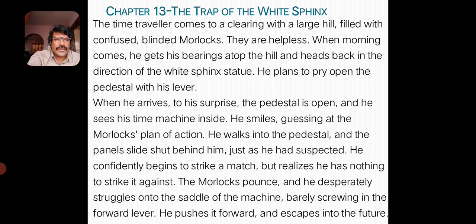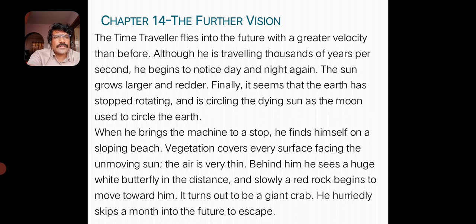The Morlocks pounce and he desperately struggles onto the saddle of the machine, barely screaming in the forward lever. He pushes it forward and escapes into the future. The Time Traveller flies into the future with a greater velocity than before. Although he is traveling thousands of years per second, he begins to notice day and night again. The sun grows larger and redder. Finally, it seems that the earth has stopped rotating and is circling the dying sun as the moon used to circle the earth. When he brings the machine to a stop, he finds himself on a sloping beach.